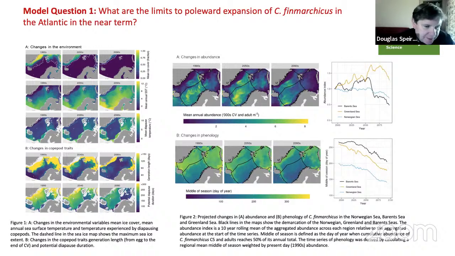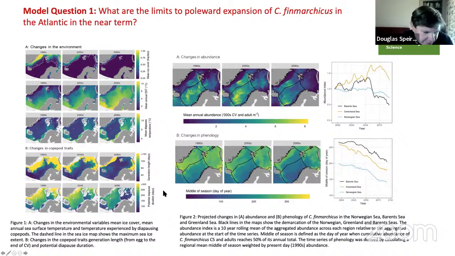And the bottom set of three under A is the mean diapause temperature. Again, we can see that the Barents Sea is a region to watch, because the temperature for diapausers strongly increases over time. And the effect of the changes in the environment on the traits is shown in panel B, the bottom six figures, going decade by decade. The top three are the generation length in days. So they're growing faster, mainly as a result of the increase in temperature. That's something that you would expect to drive increases in abundance.